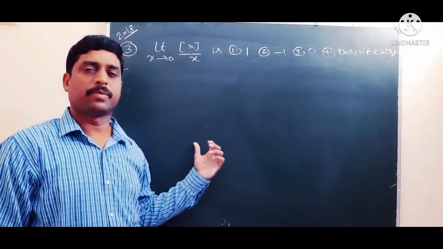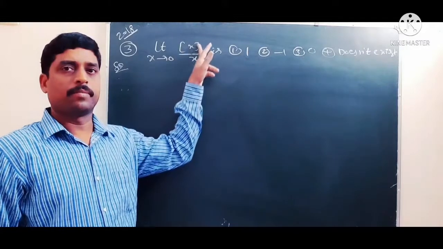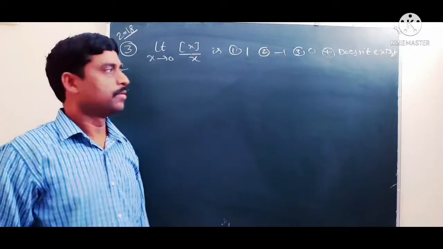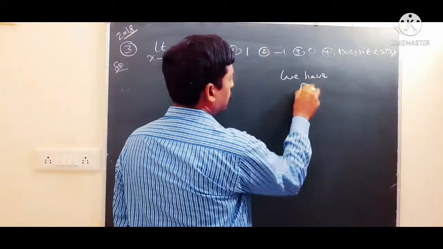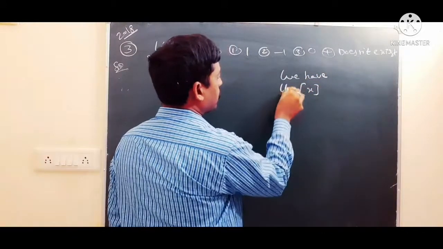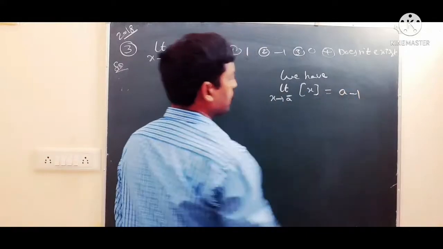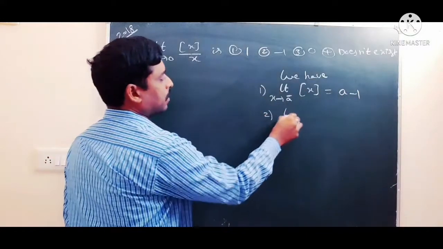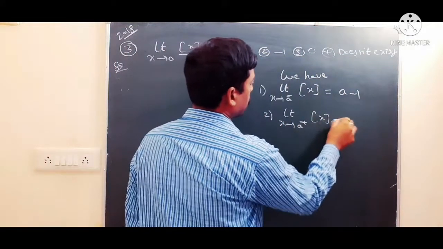So let us go to the next problem. This is from 2018. Limit x tends to 0 of integral part of x by x. We have the integral part of x: limit x tends to a minus of integral part of x is equal to a minus 1, and the second one, limit x tends to a plus of integral part of x is equal to a.